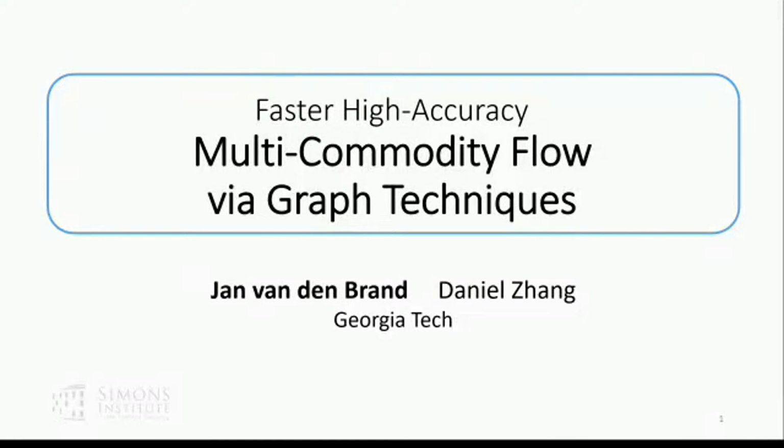Jan van den Brand, who is my academic sibling. We were both advised by Nandupon. Jan is now an assistant professor at Georgia Tech. He has been working a lot on dynamic data structures for matrices, using matrix data structures to get a lot of really cool applications to LP and also dynamic graphs. And today you will see the application of this for multi-commodity flow and LP, I guess.